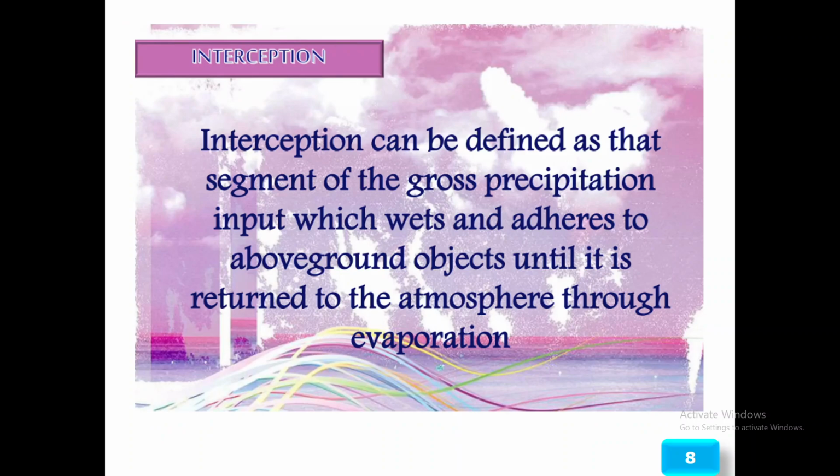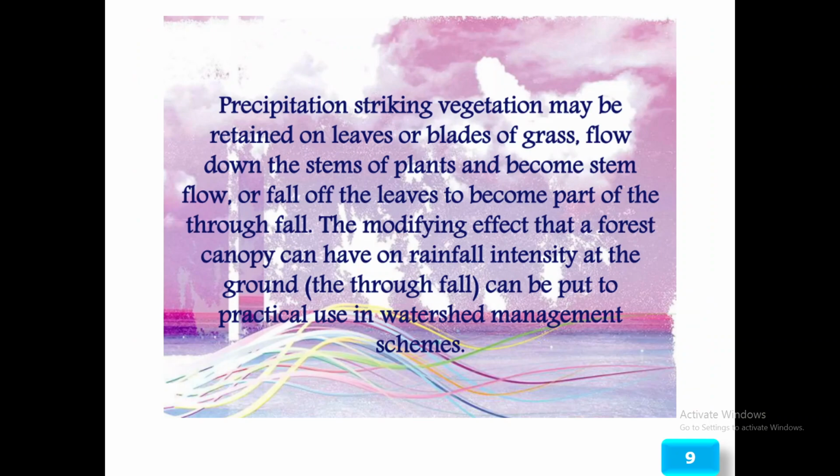Interception can be defined as that segment of the gross precipitation input which wets and adheres to above ground objects until it is returned to the atmosphere through evaporation. The precipitation striking vegetation may be retained on leaves or blades of grass, flow down the stems of plants and become stem flow, or fall off the leaves to become part of the throughfall. The modifying effect that a forest canopy can have on rainfall intensity at the ground, the throughfall, can be put to practical use in watershed management schemes.